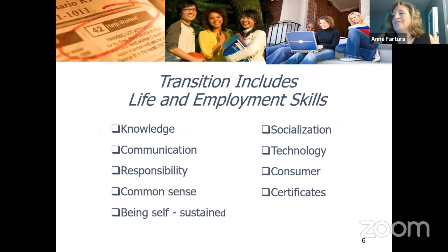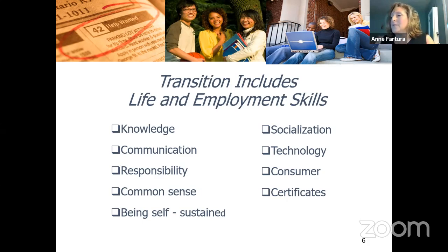Here's some of those life and employment skills. Again, some of these might come naturally to your student or your youth. Some of them might need a little more work than others. There's a lot of skills in life. We all need to work on some of them.